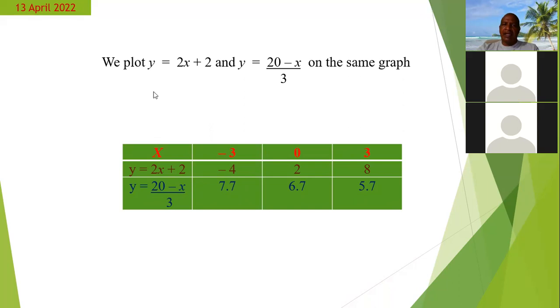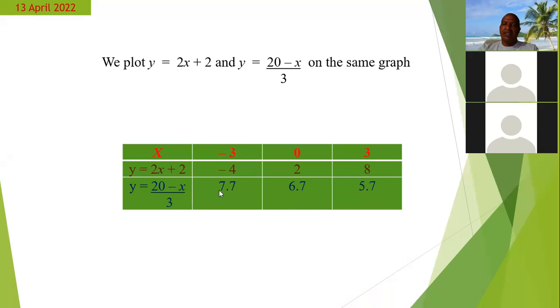And then we calculate for y equal to x plus 2, so all of those values. Because it is a straight line graph, we only need 3 points, so we don't need to have a big table. For y equal to 20 minus x over 3, these are the values here. So we're going to plot each of these: x equal negative 3 with 4, x equal 0 with 2, then x equal 3 with 8.